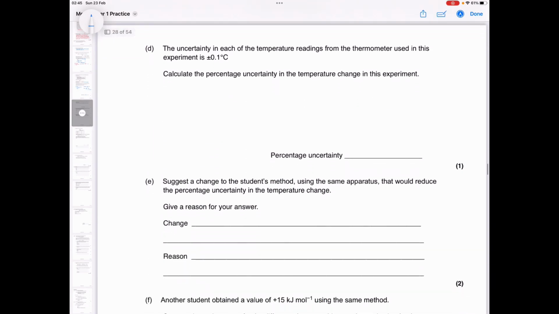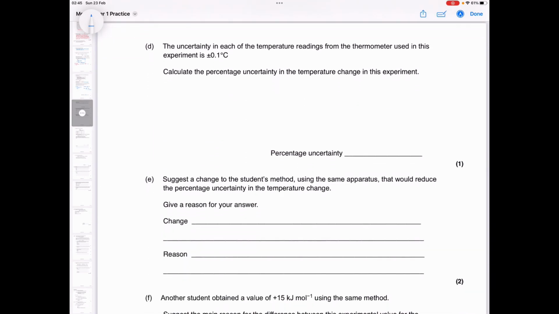The uncertainty in each of the temperature readings from the thermometer is plus or minus 0.1. So we have to use 2 temperature readings, and we've got a temperature difference of 8 degrees. So it's 0.1 times 2 for each reading, the start and the finish, divided by the measurement, which is 8, multiplied by 100 because we want a percentage uncertainty, and that equals 2.5%.